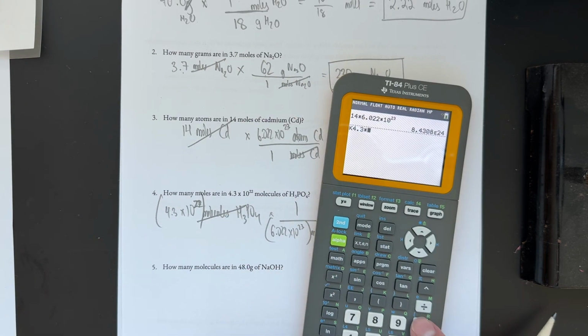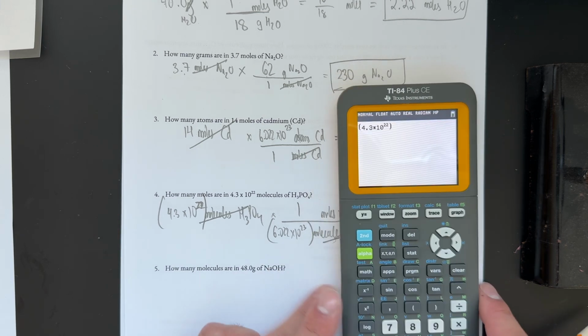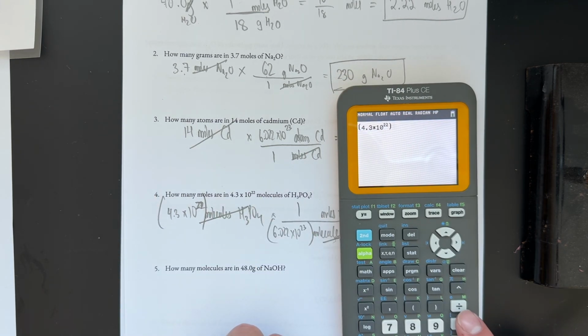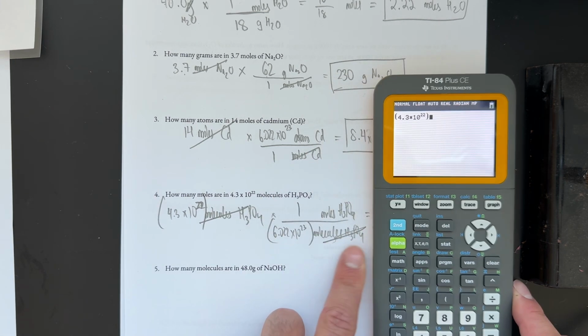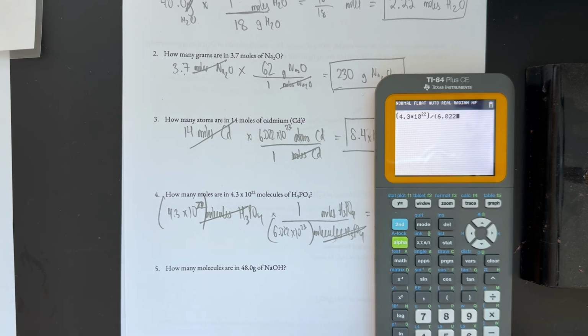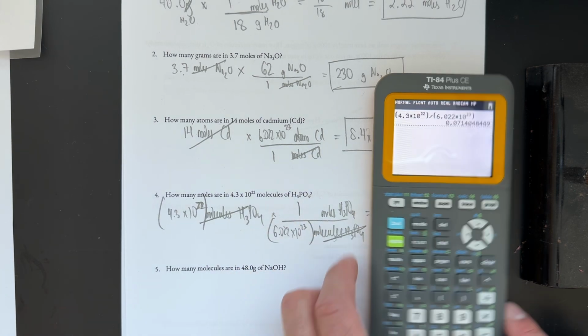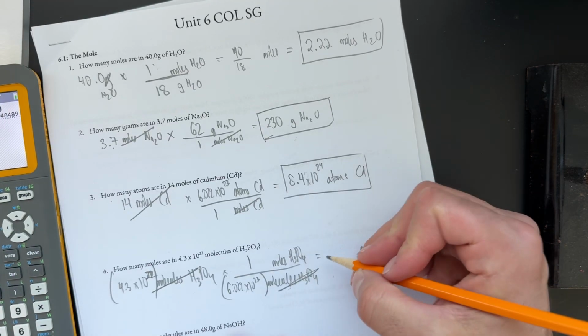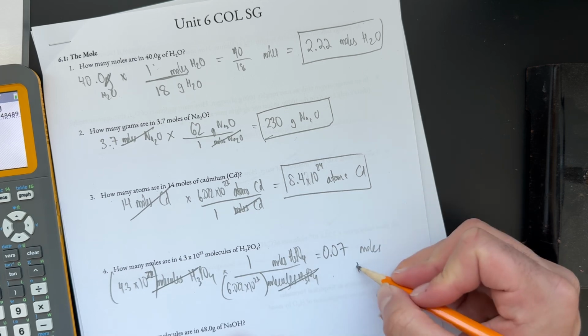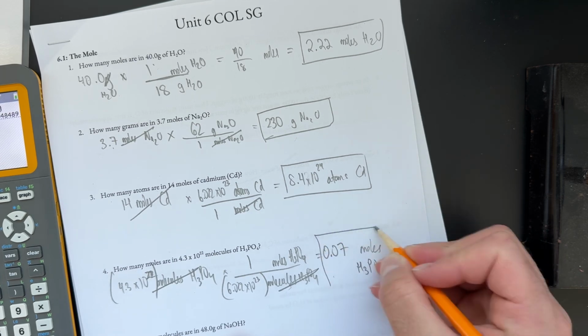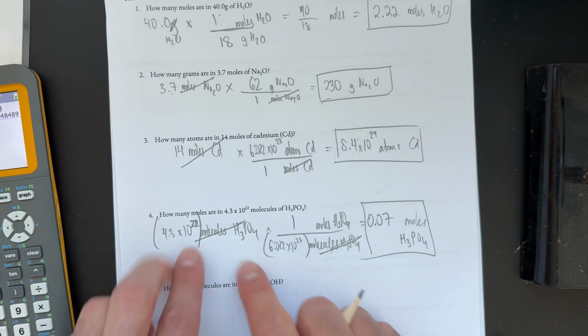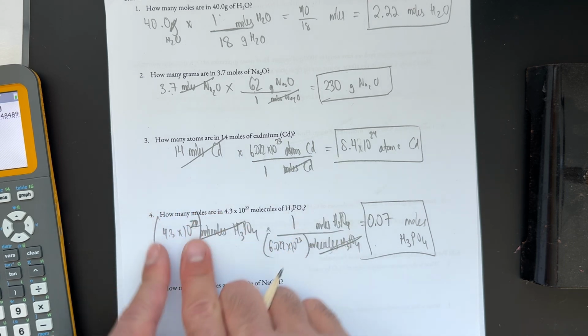So 4.3 times 10 to the 22nd, okay? Times 1, you don't really have to do times 1. But then we're going to divide by the bottom, so it's going to be divided by, again in parentheses, 6.022 times 10 to the 23rd. So all of that number you're going to put in parentheses, and you're going to get 0.07 moles of H3PO4. There you go. So please put your numbers in scientific notation, the whole thing, in parentheses in your calculator.